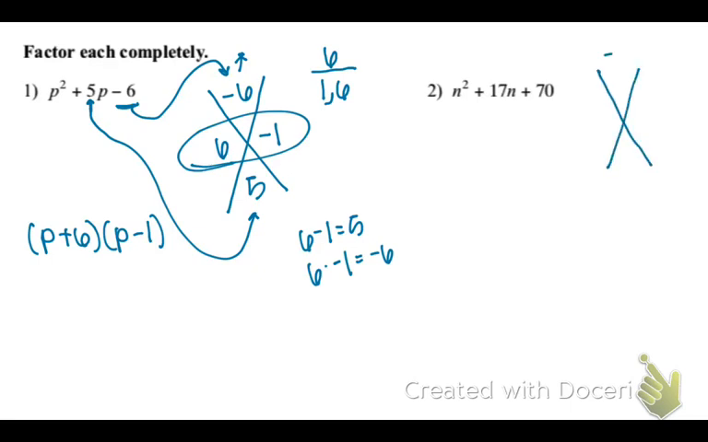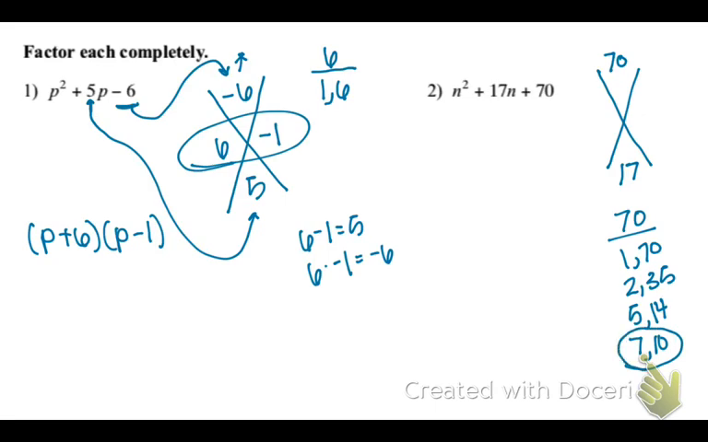Same thing here. We're going to see what multiplies to be 70 and adds to be 17. Well, the factors of 70 are 1 and 70, 2 and 35. 3 doesn't go into it. 4 doesn't go into it. 5 goes into it 14 times. 6 doesn't go into it. 7 goes into it 10 times. So it must be the 7 and 10.